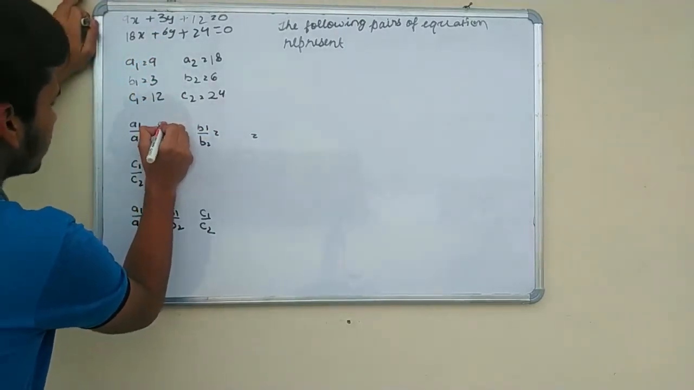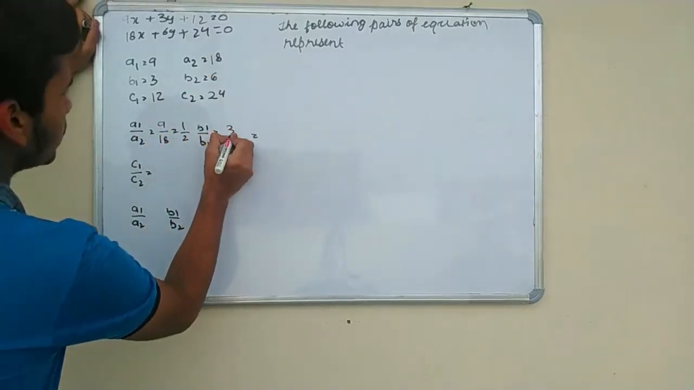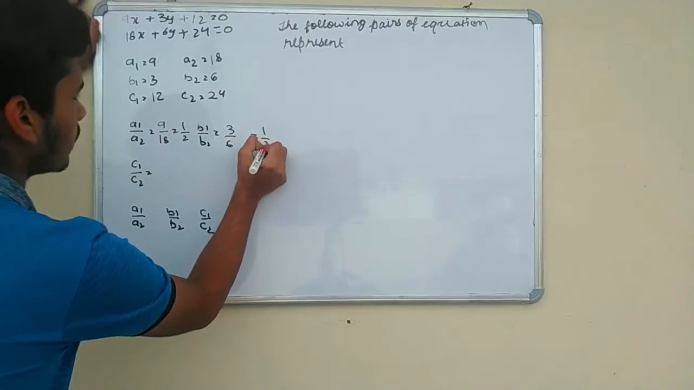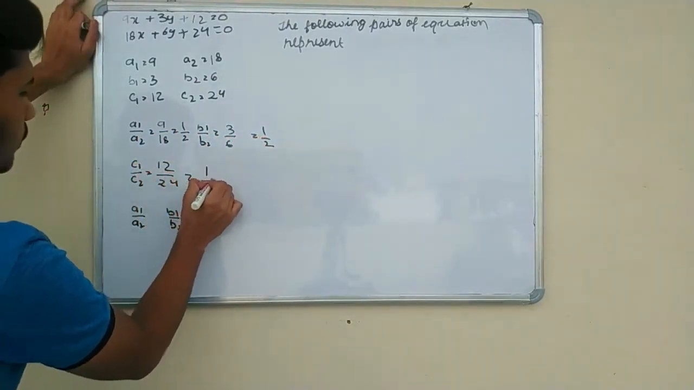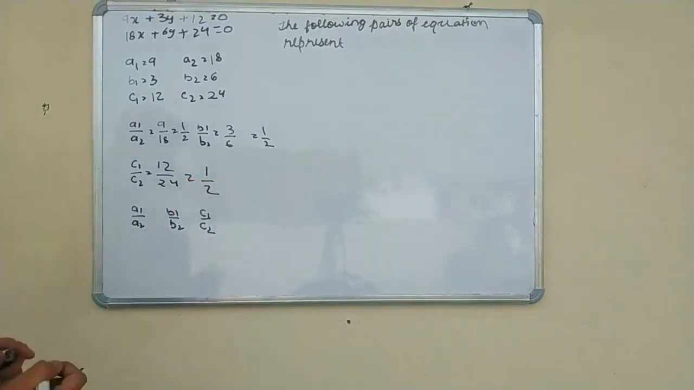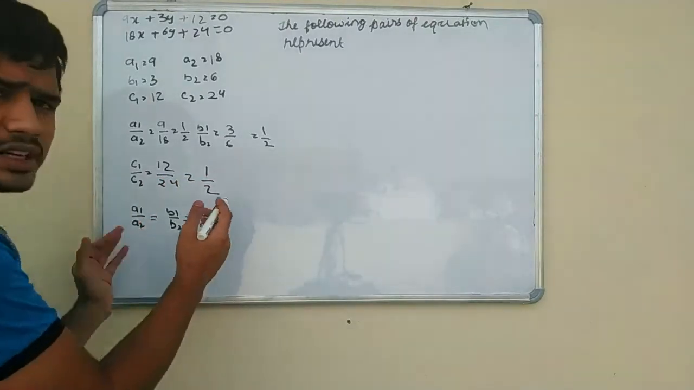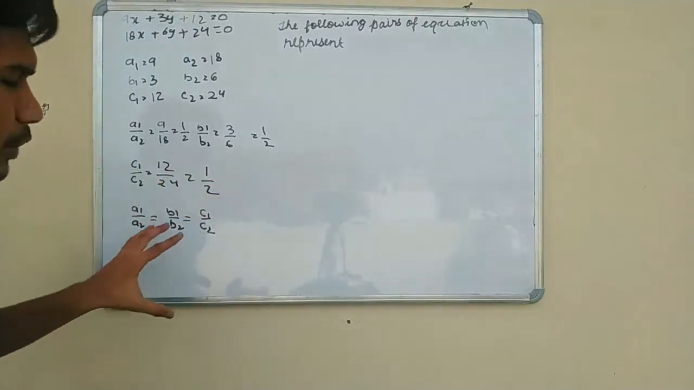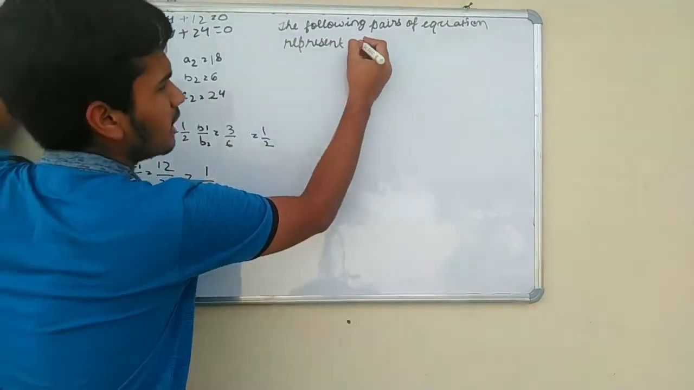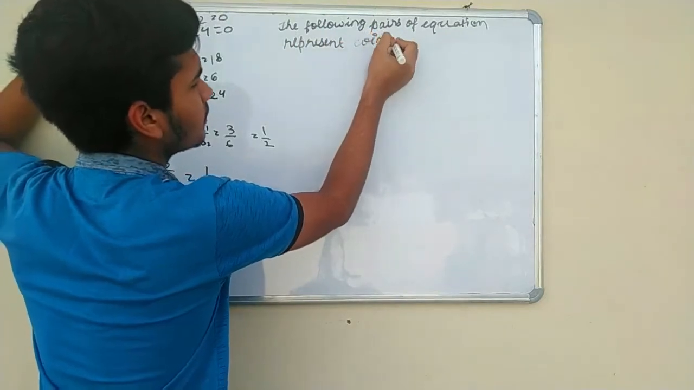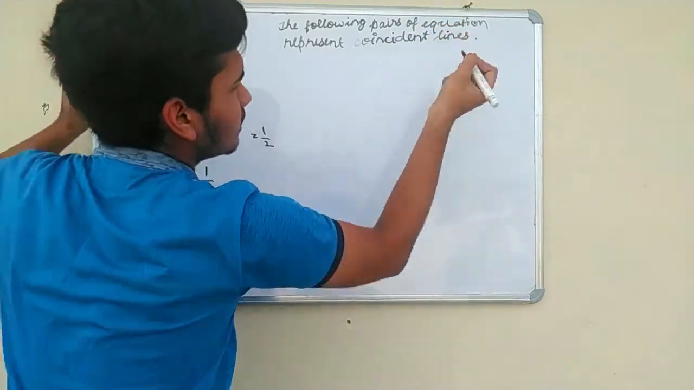Now if we divide them, a1 upon a2 is 9 upon 18, which is equal to 1 upon 2. b1 upon b2 is 3 upon 6, which is also equal to 1 upon 2. c1 upon c2 is 12 upon 24, which is also equal to 1 upon 2. So here we can see that a1 upon a2 is equal to b1 upon b2 is equal to c1 upon c2. All the three ratios are equal. So what can we conclude about that? We can conclude that the following pair of equations represents coincident lines.